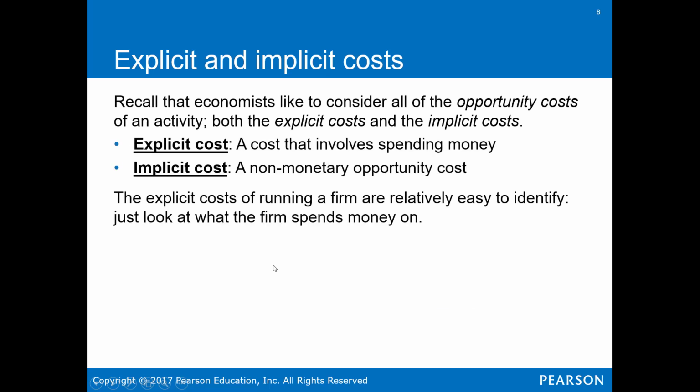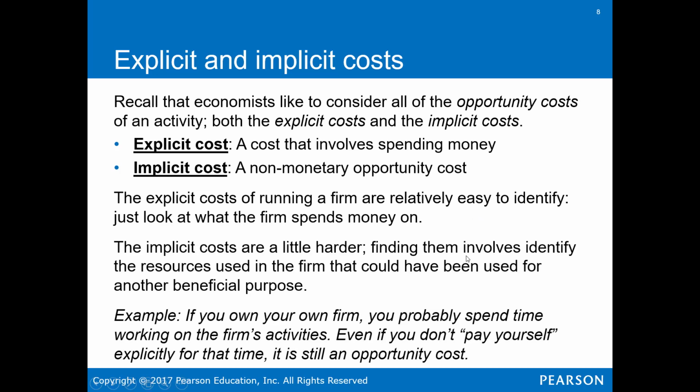So an important concept is explicit and implicit costs. Recall that economists like to consider all opportunity costs of an activity, both explicit costs and implicit costs. An explicit cost is one that involves spending money. They're usually pretty easy to identify. And the implicit cost is non-monetary. So it's much harder to identify. It involves identifying resources used in the firm that could be used for another beneficial purpose.